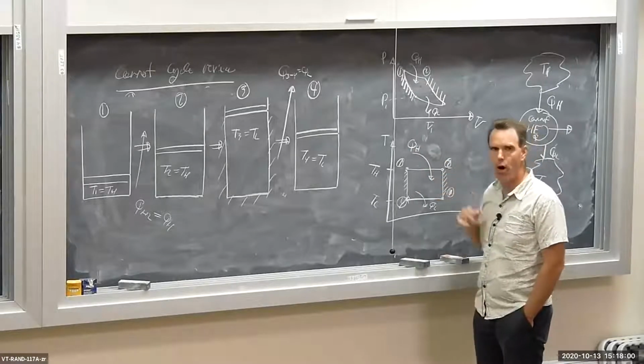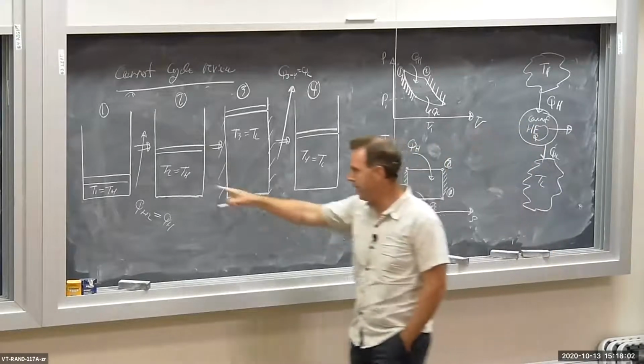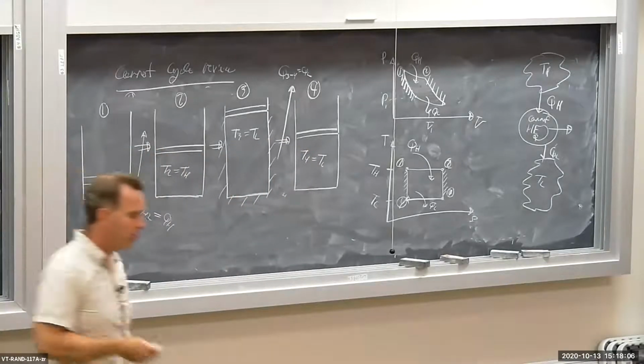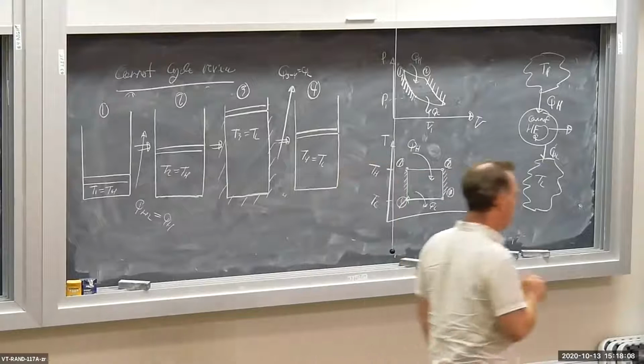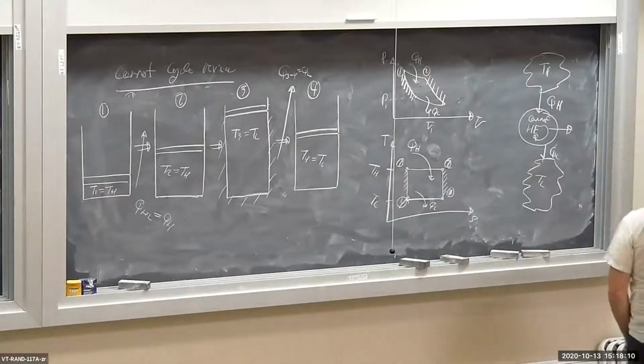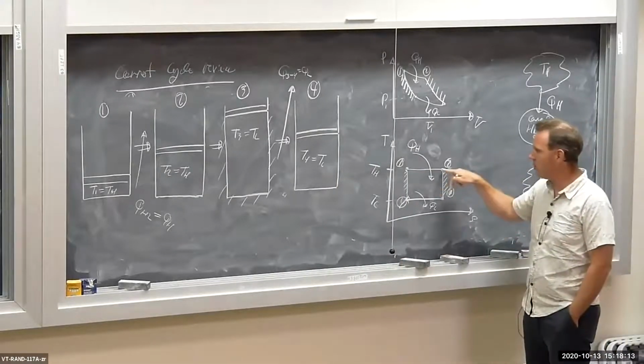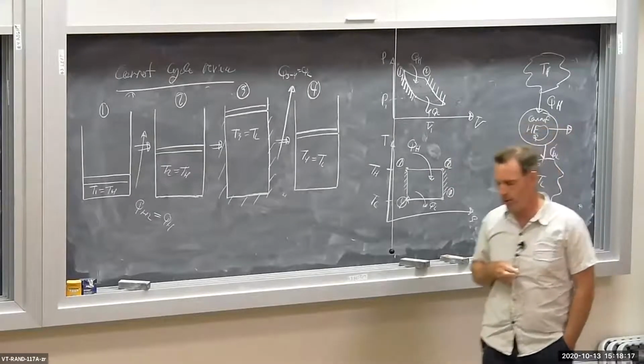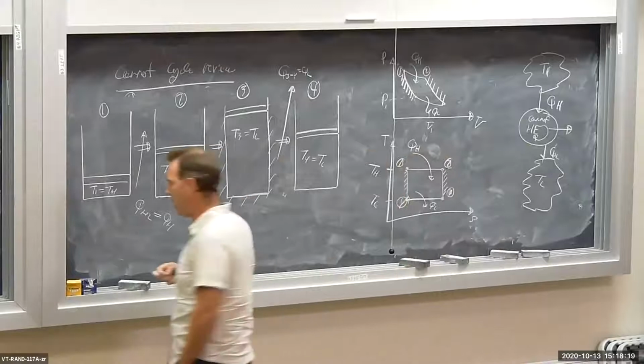Entropy is being brought into the system, the air, the gas, or whatever it is, the working fluid. So if entropy is being brought into the system, that means entropy goes up. So as we go from state 1 to state 2, entropy goes up, temperature remains constant. So that's indicated on the TS diagram.